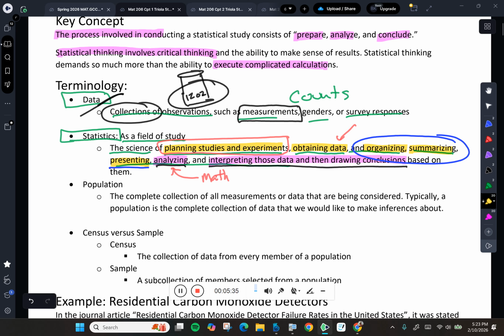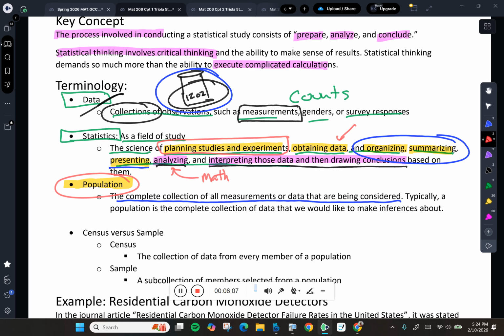Another word you're going to see a lot is this population word. The population is the complete collection of all measurements of the data that we are considering. Right? What does that mean? Well, if I go back again to my can example, the complete collection of all measurements would be every single can produced by that machine and how much soda is in every single can. Right? This is the group that we would like to have information about.